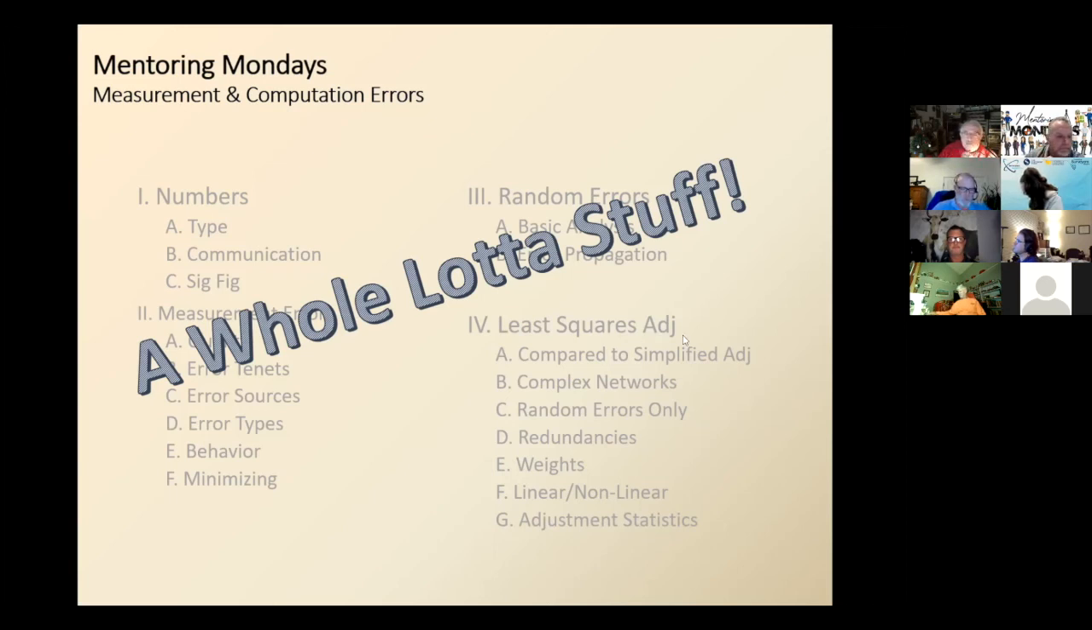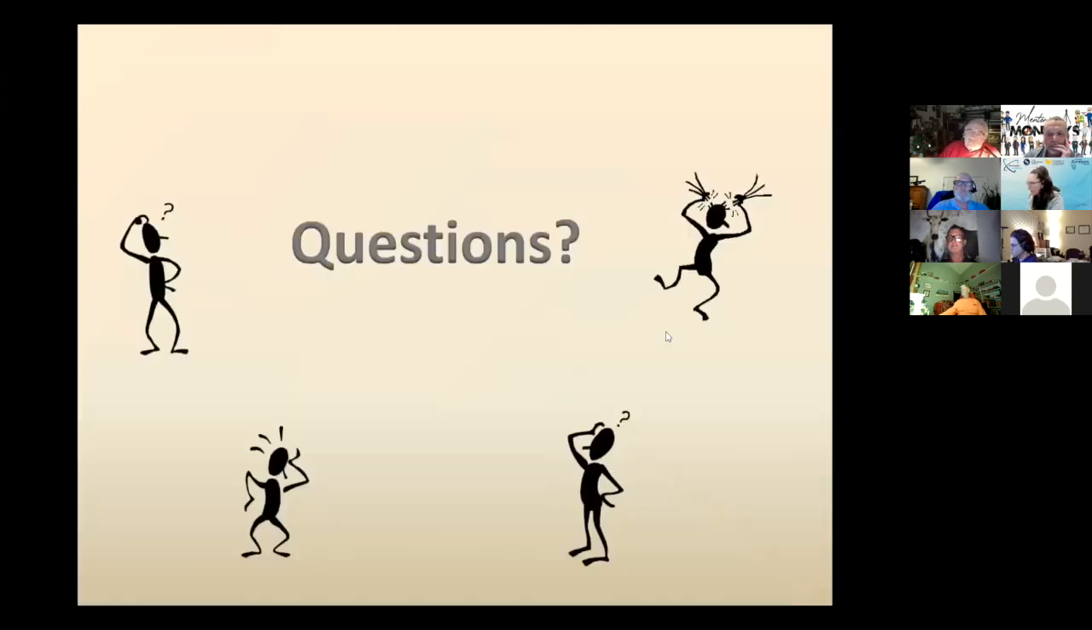But basically, when you've got statistics coming out of your adjustment, at least maybe now you have a little bit of appreciation for where that comes from and what that means on the ground. Okay. Are there any questions on any of this?